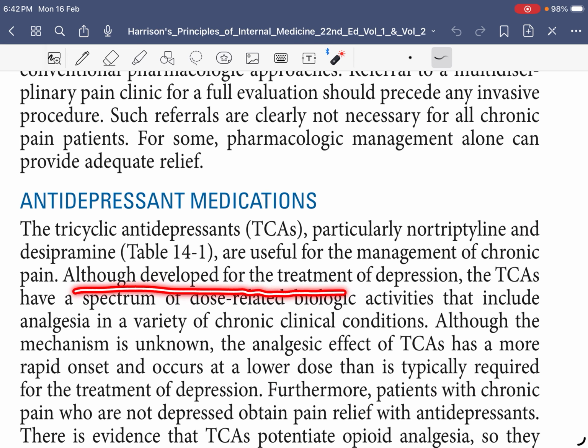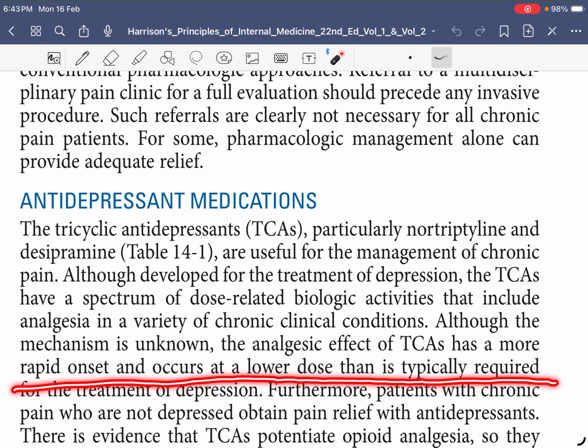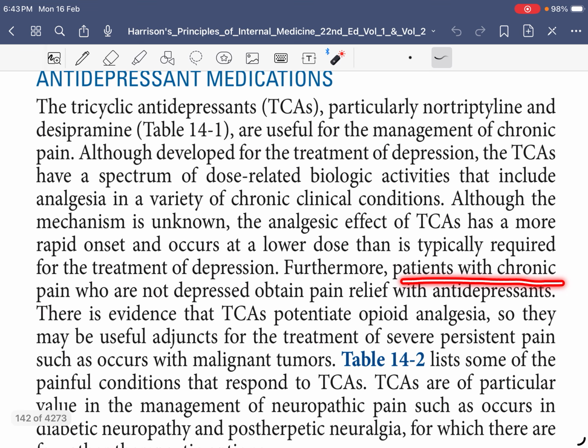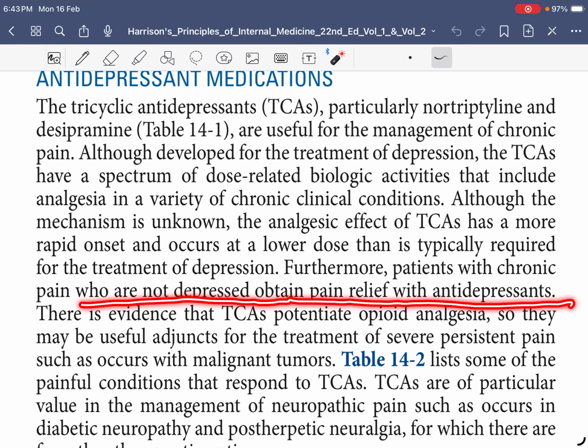Although developed for the treatment of depression, the tricyclic antidepressants have a spectrum of dose-related biologic activities that include analgesia in a variety of chronic clinical conditions. Although the mechanism is unknown, the analgesic effect of a TCA has a more rapid onset and occurs at a lower dose than is typically required for the treatment of depression. Furthermore, patients with chronic pain who are not depressed obtain pain relief with antidepressants.